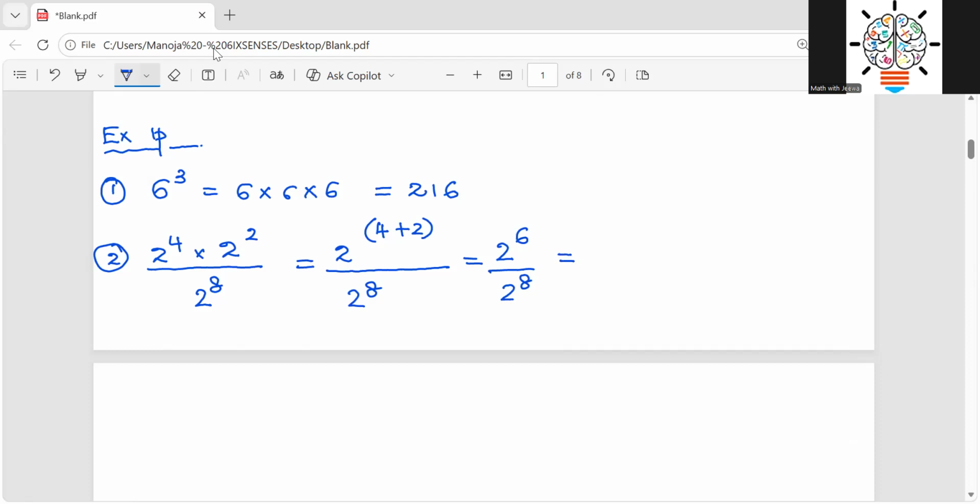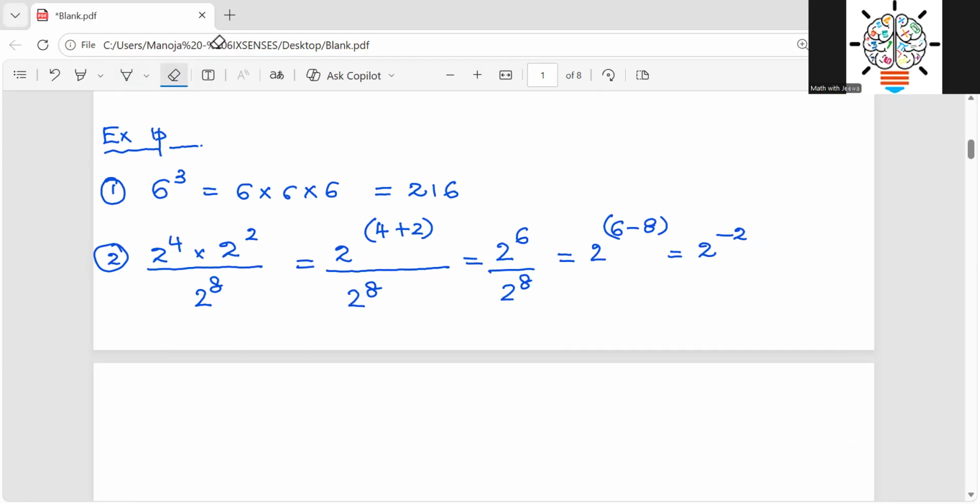Now it is a division and the same base value. So then 2 to the power of 6 minus 8. Right? So then the answer is 2 to the power of negative 2. And then you can keep the answer like this because they have asked you to write the answer as a single number in index form. You can just keep it as it is, right?